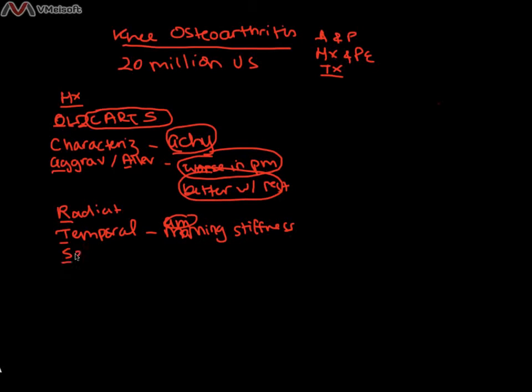And then S is severity. You want to know how bad it's impacting their life and how bad the pain is on a scale of 1 to 10. So now that we understand quickly what to look for in the history, on physical exam, I want you to pay attention to a couple things. One is range of motion. They shouldn't be able to move their knee like they used to.